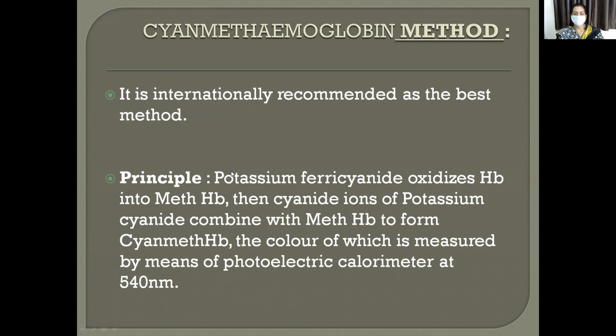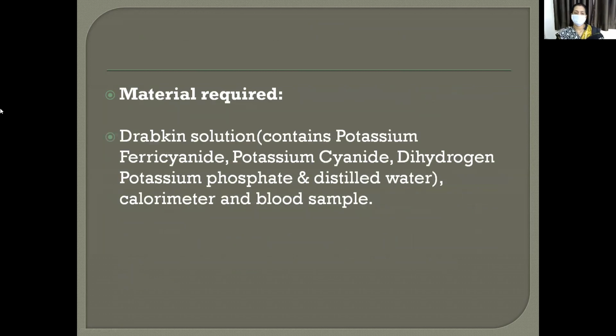What we are using here is potassium ferricyanide, which forms methemoglobin from the hemoglobin of the patient's blood that you are taking. This methemoglobin again reacts with the cyanide ions of the potassium cyanide. Then it forms cyanmethemoglobin. So potassium ferricyanide oxidizes hemoglobin, methemoglobin is formed, methemoglobin reacts with cyanide ions, then forms cyanmethemoglobin. And there you get a color, and you can read this color by the photoelectric method. What you are having is Drabkin's solution.